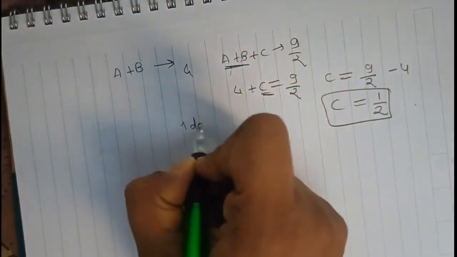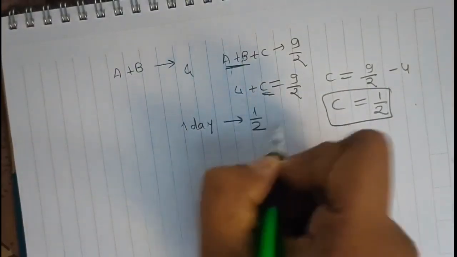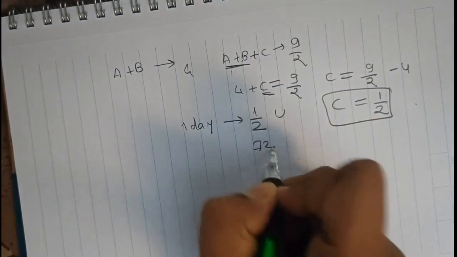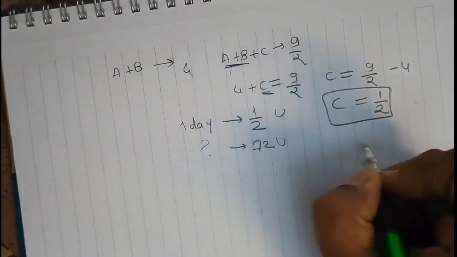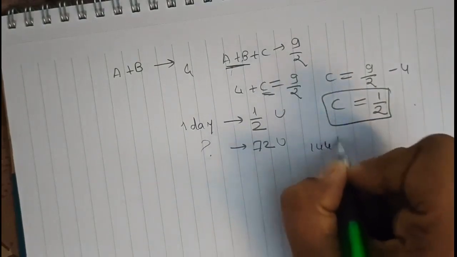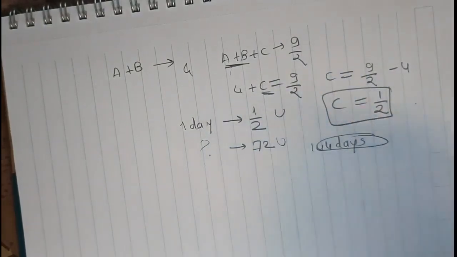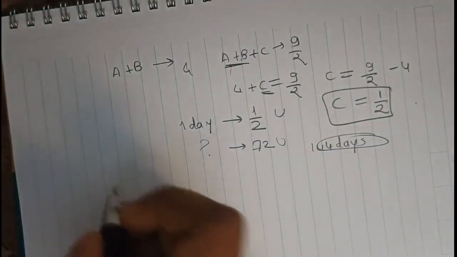So in one day, c can complete 1 by 2 units of the work. So for 72 units, in how many days will it complete it? That is 72 into 2, which is 144 days necessary for c to finish the total work.